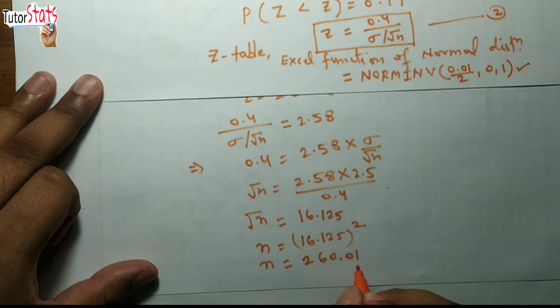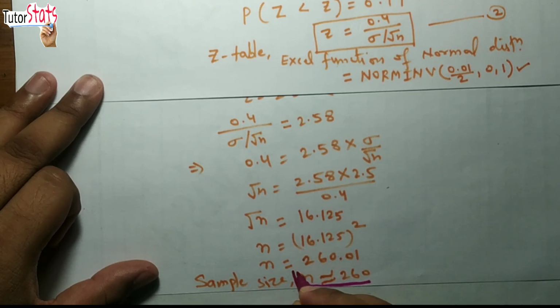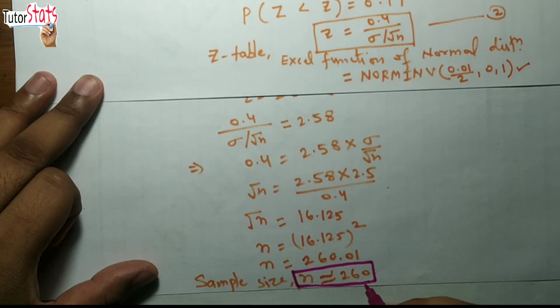So the approximate value of the sample size n is equal to 260. Sample size cannot be in the form of a decimal, so the approximated sample size is 260. So this is our required sample size and required result. Thank you.